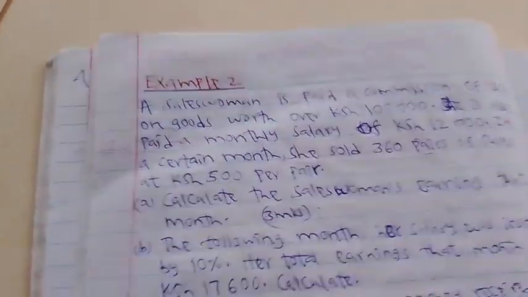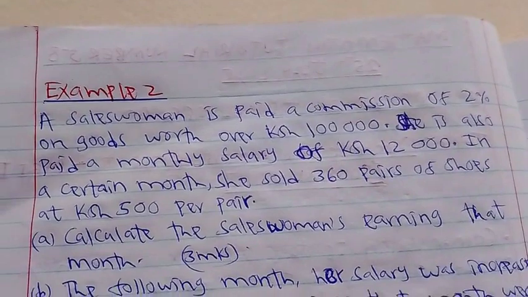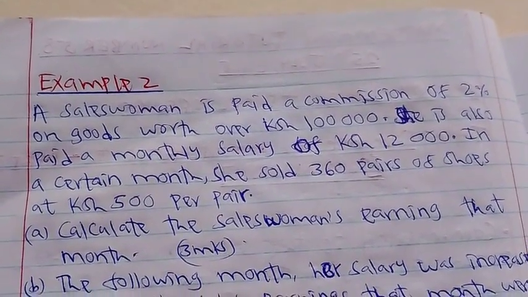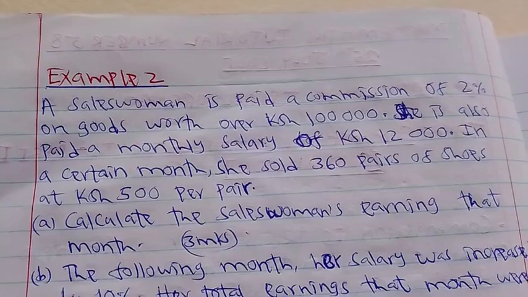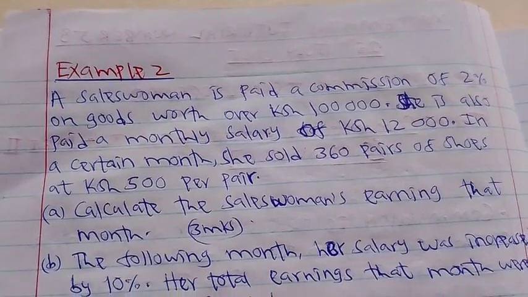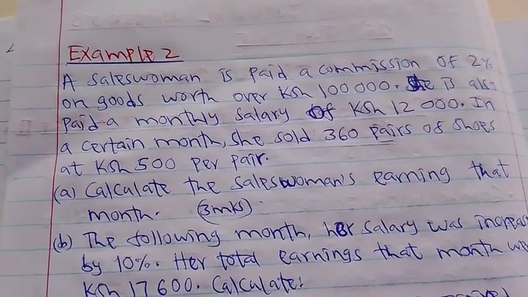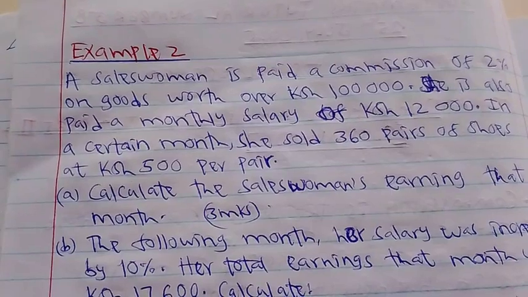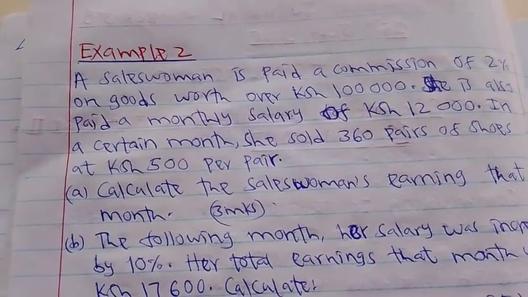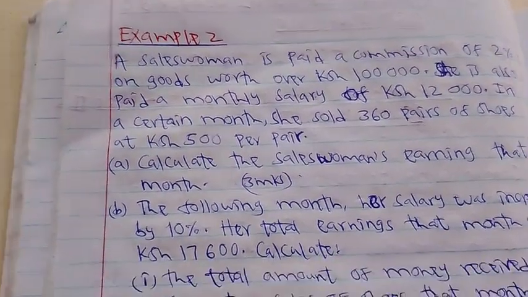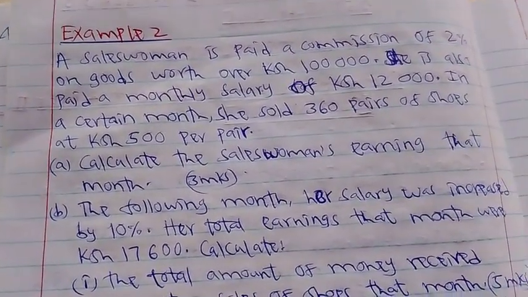Example 2. A saleswoman is paid a commission of 2% on goods worth over 100,000 Kenya shillings. She is also paid a monthly salary of 12,000. In a certain month, she sold 360 pairs of shoes at 500 shillings per pair. Part A. Calculate the saleswoman's earning that month.